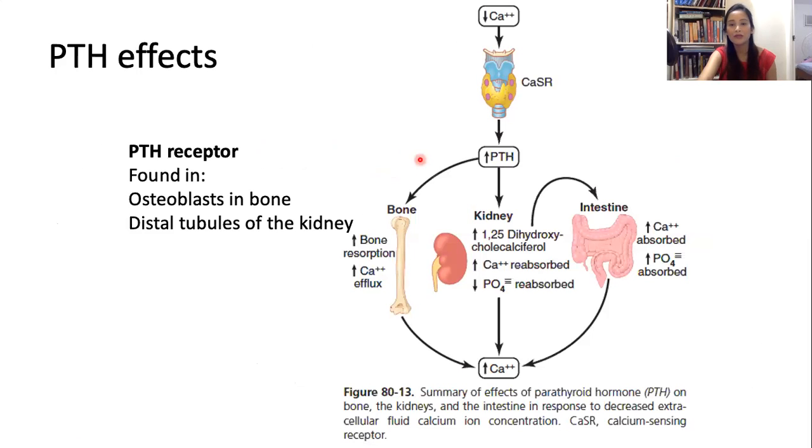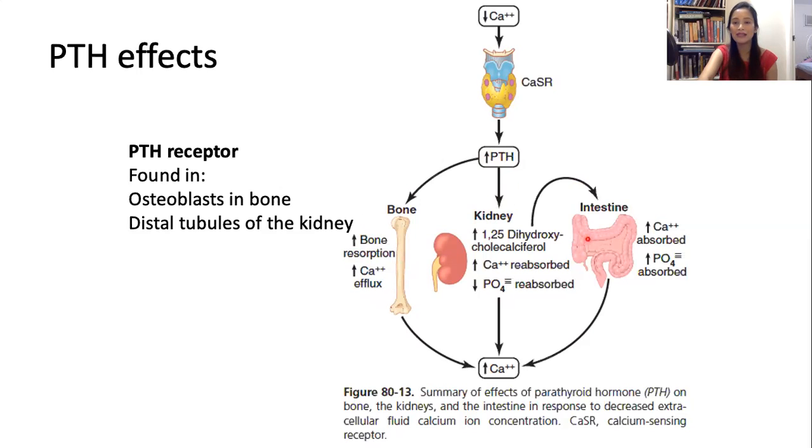So what happens if you have low calcium? If you have low calcium, again, it will be sensed by the calcium sensing receptors in your parathyroid gland cells, and it will release the inhibition of secretion of your PTH, resulting in its secretion. So if there is a secretion of your PTH, there will be elevated PTH level. And what's the action of your PTH again? So again, it increases bone resorption, resulting in increased calcium efflux.